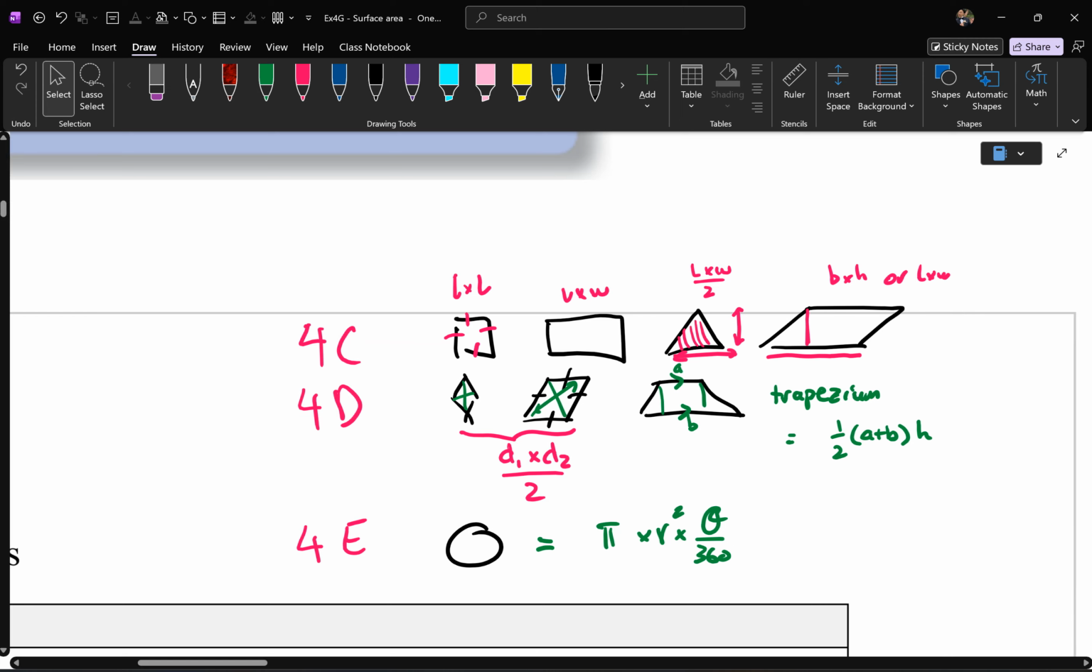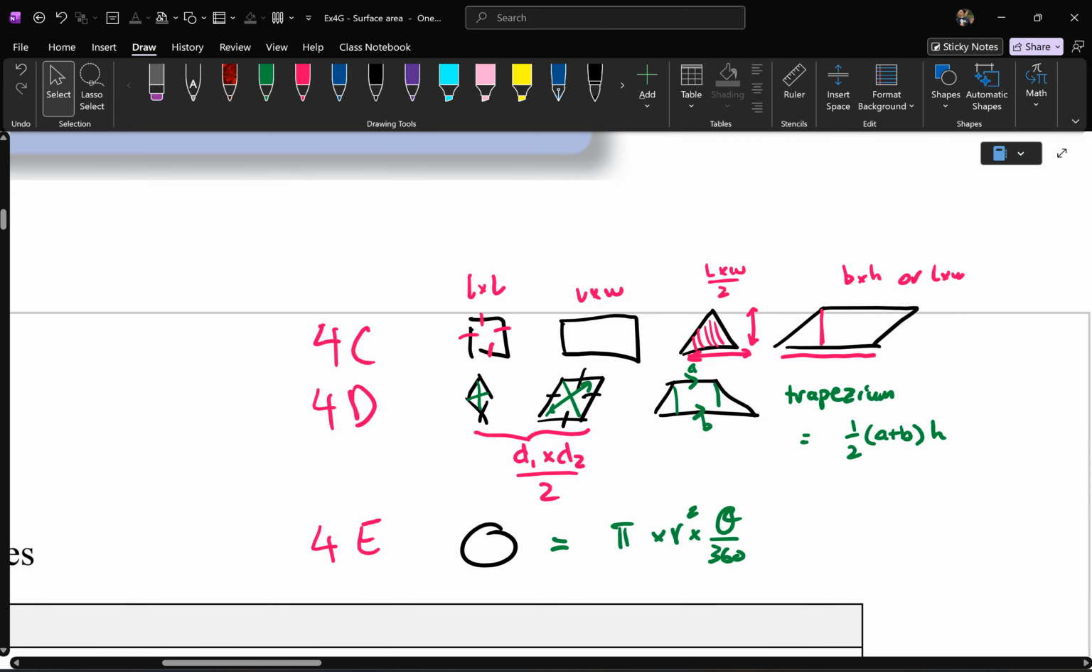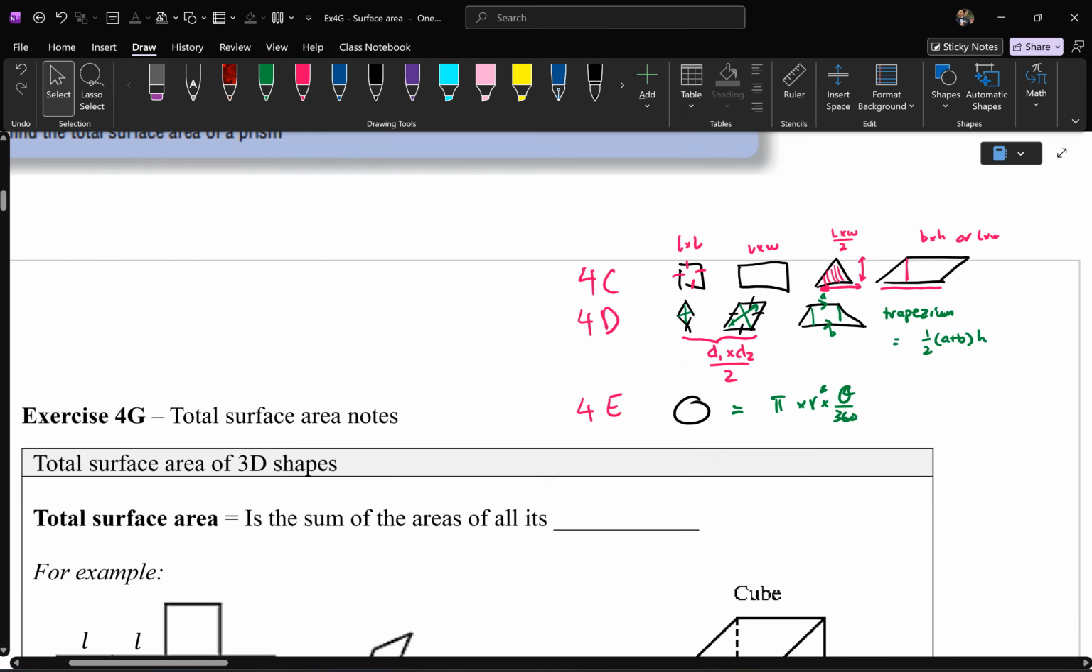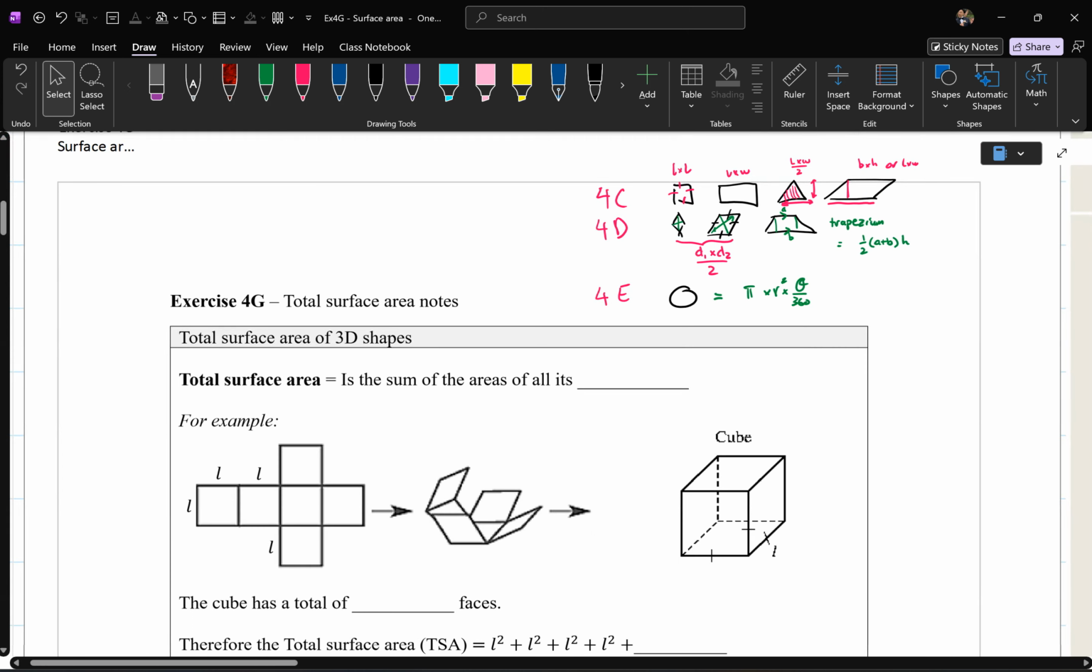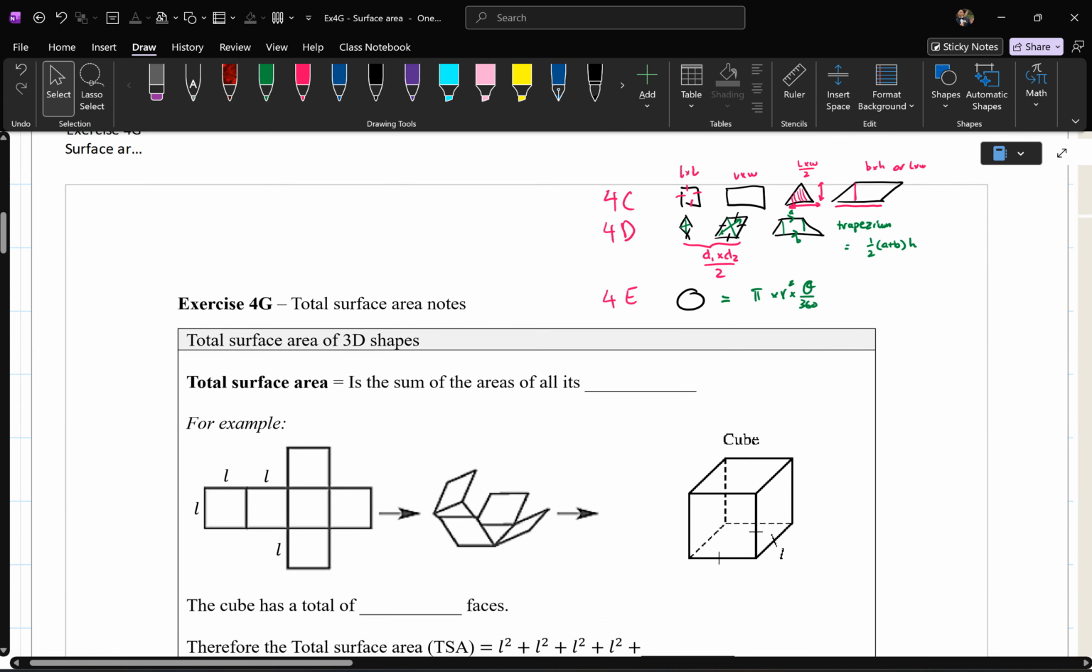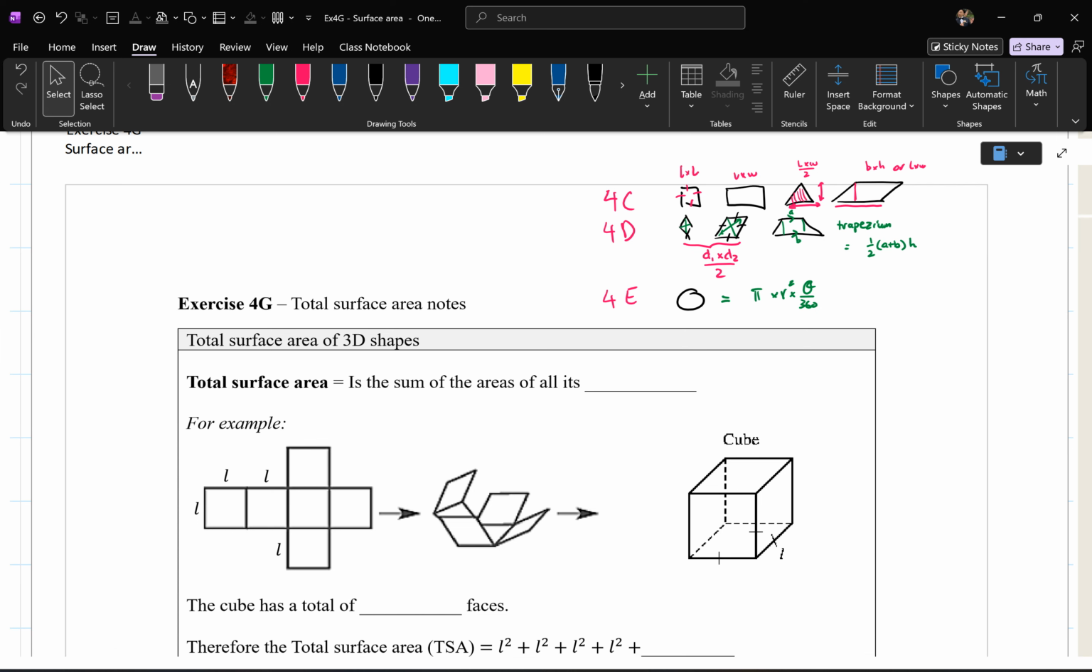Okay? So that's a summary of your 8 rules that you need to know in order to then work on 4G. Because 4G is just looking at the outside shapes, and you have to know all the different shapes to then add them together. So here's an example for today's lesson. Total surface area. This will have to do with 3D shapes. Okay, so you have to kind of visualize the 3D object in front of you.